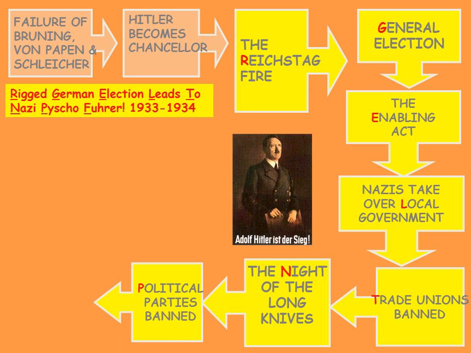And then the last event is political parties are banned. And again, this is the Enabling Act put to use again. Hitler is getting rid of all opposition.